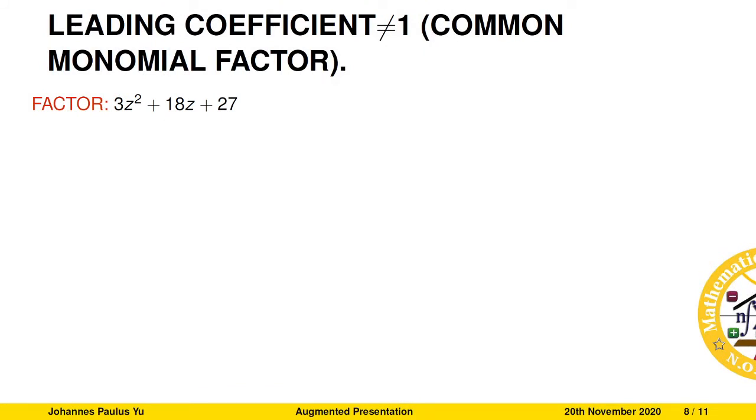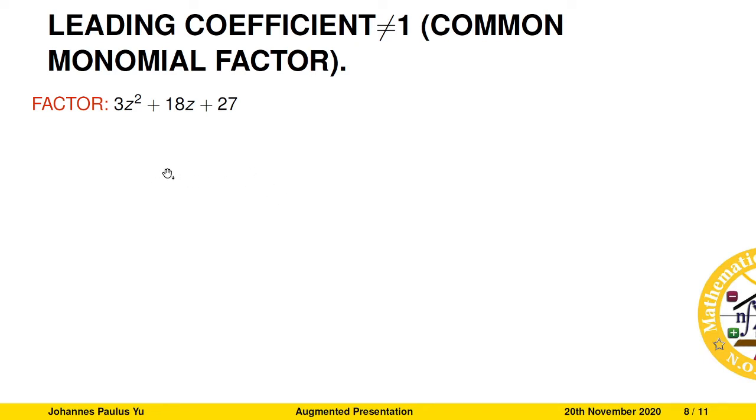We are now in the last episode of factoring perfect square trinomial. But this time, we will be talking about the leading coefficient not equal to 1 as well as with a common monomial factor. We are tasked to factor 3z squared plus 18z plus 27. So, how are we going to do this?